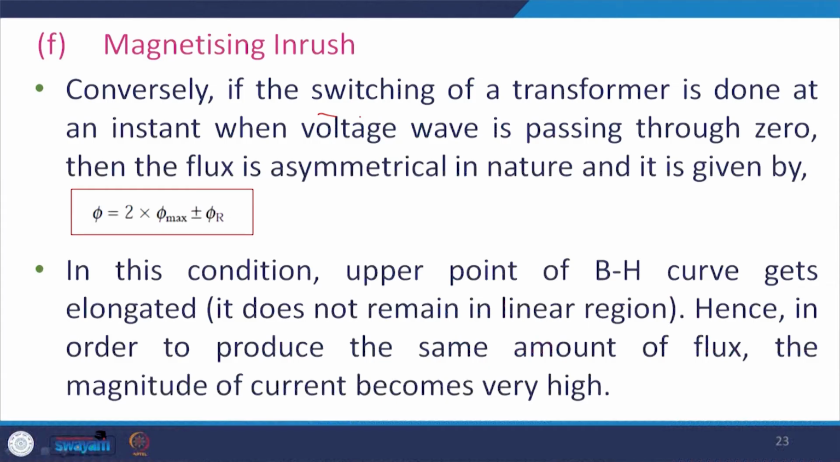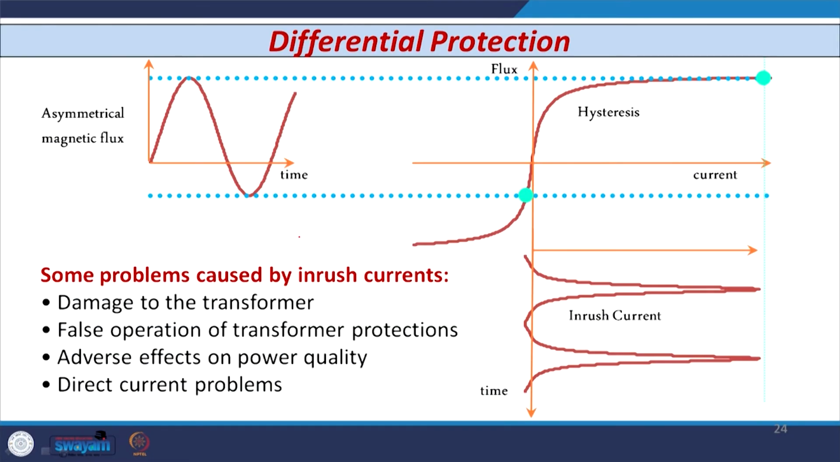Conversely, if the switching of the transformer is done when the supply voltage is passing through its zero value, then the flux that is going to be established is asymmetrical in nature and is given by the same equation, but with the factor 2 coming into the picture. In this case, the upper point of the BH curve gets elongated, it does not remain in the linear region of the BH curve, and hence in order to produce the same amount of flux, the magnitude of current becomes very high.